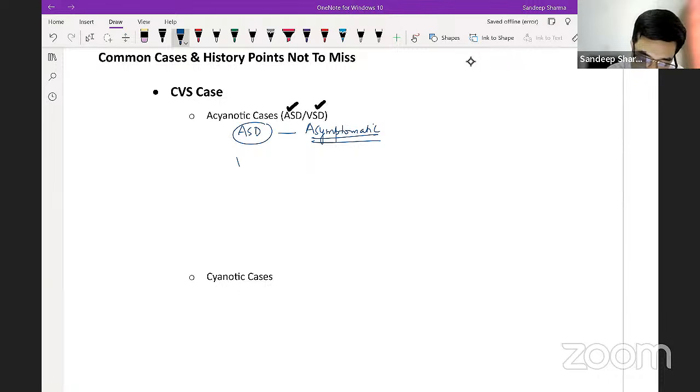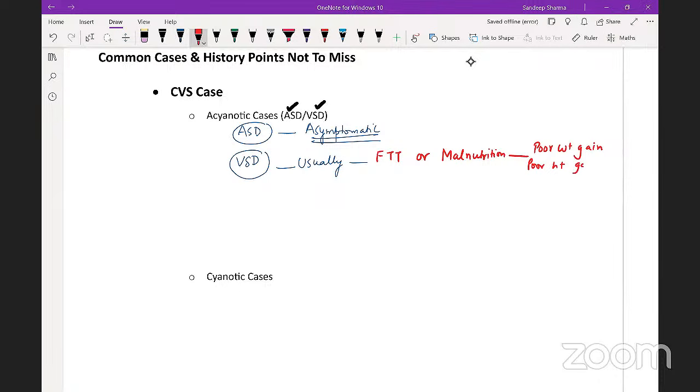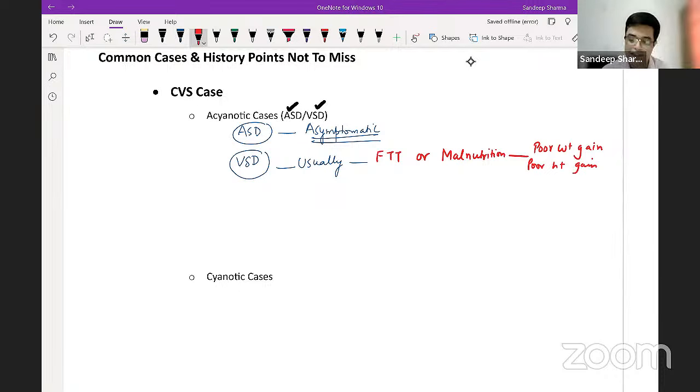In case of VSD patients, they will have some common complaints. There is poor weight gain and poor height gain in the patient. So that history will be a point in favor of this. The second thing you will ask in VSD is the history of feeding difficulties. Very, very important. I'm putting a star. History of feeding difficulties.